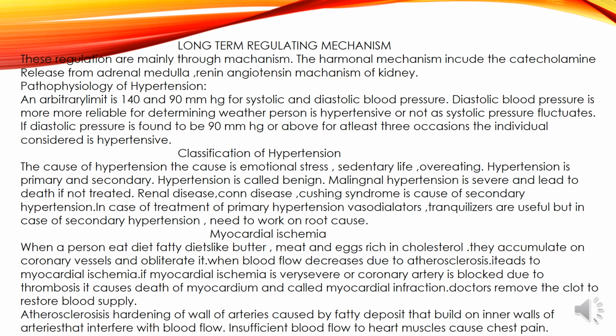Myocardial ischemia. When a person eats fatty diets like butter, meat, egg rich in cholesterol, they accumulate in the coronary vessels and obliterate them, and when the blood flow decreases due to atherosclerosis, it leads to myocardial ischemia. And if the myocardial ischemia is very severe or the coronary artery is blocked due to thrombosis, it causes death of myocardium and is called myocardial infarction. Doctors remove the clot to restore blood supply.